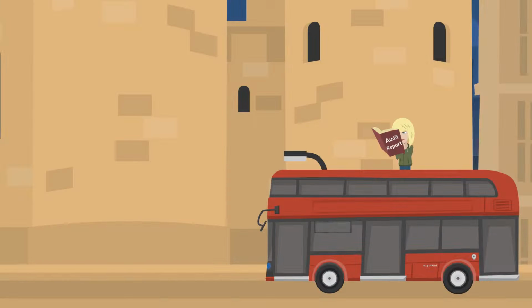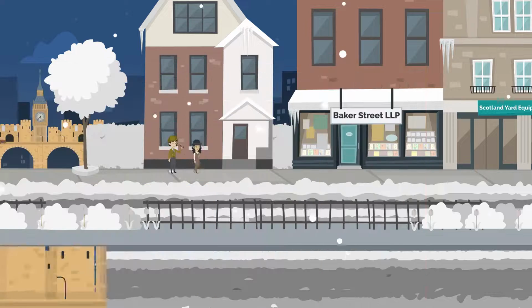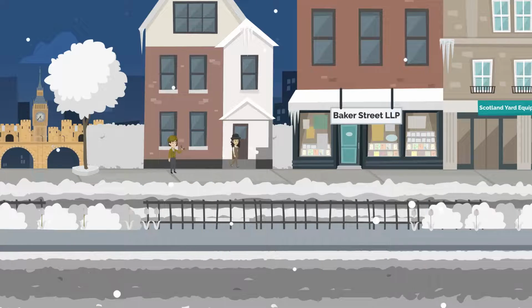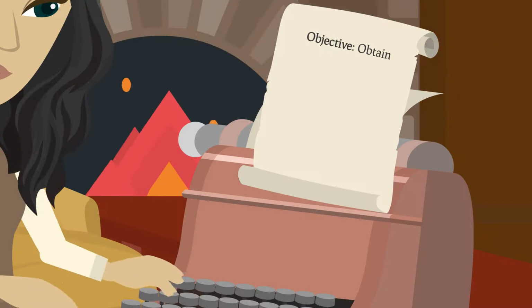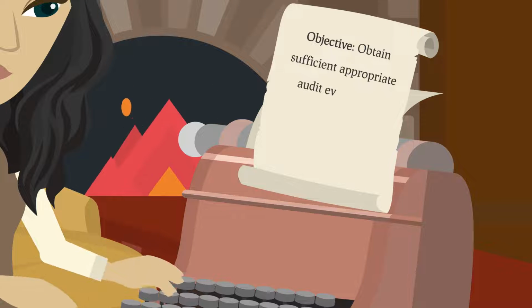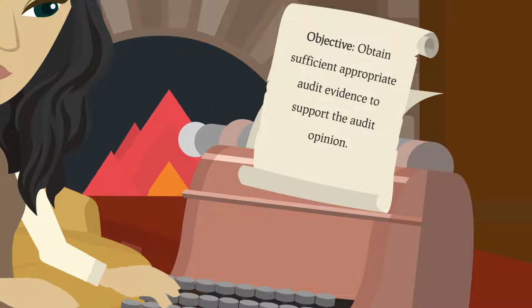In the first course in this series, you learned that the purpose of an audit is to provide users of the financial statements with an opinion on whether the financial statements are presented fairly in accordance with an applicable financial reporting framework. What's more, you learned that the objective of the auditor is to plan and perform the audit to obtain sufficient appropriate audit evidence that is sufficient to support the opinion expressed in the auditor's report.